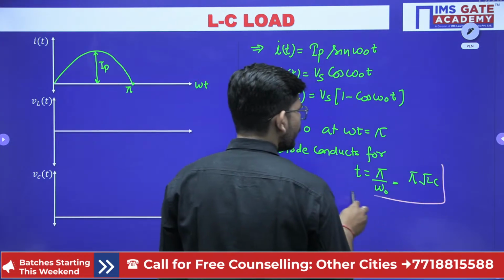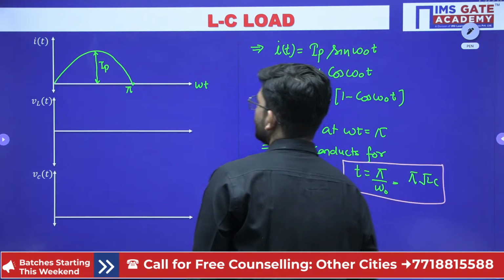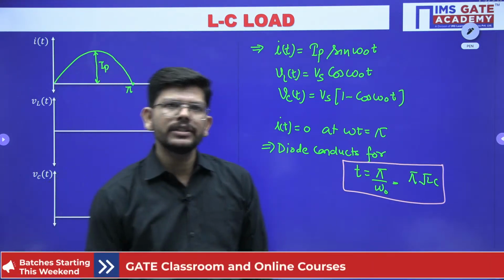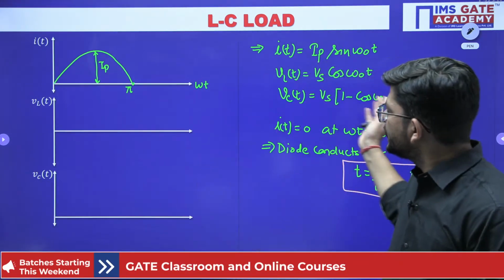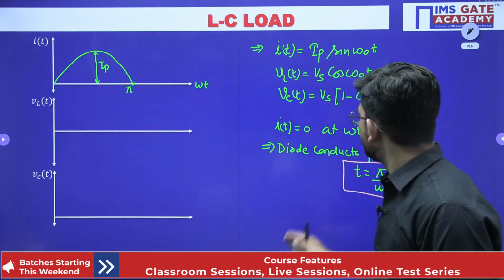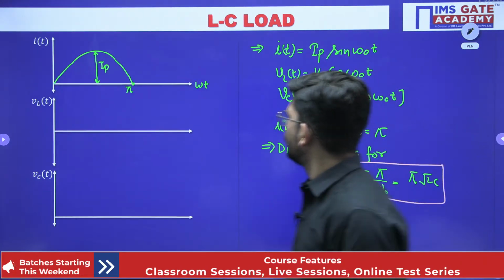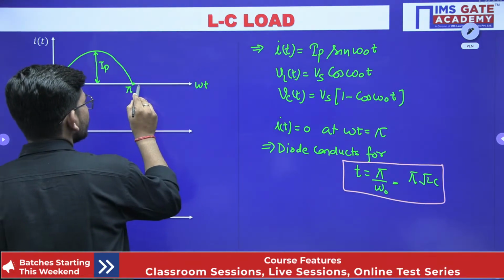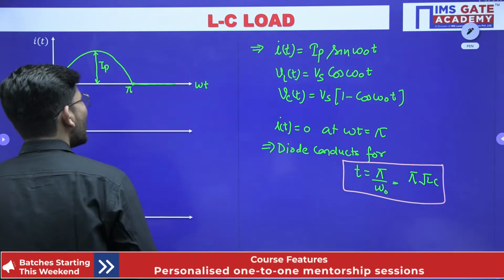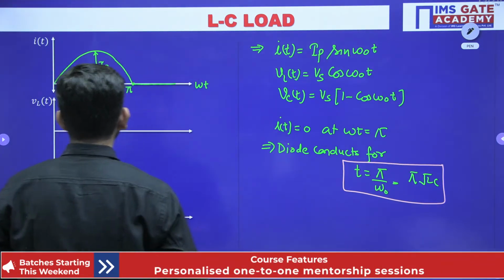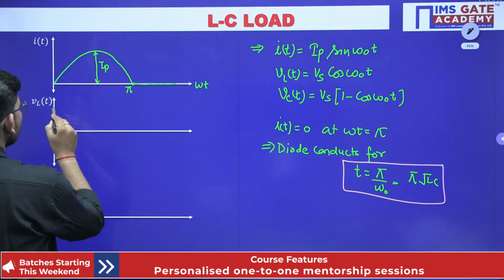This is a very, very important expression as far as the GATE questions are concerned. So it is following the sine curve, and at pi the current has automatically become 0. From there onward the diode will turn off. Now how is the inductor voltage varying? It is following basically the cosine curve.